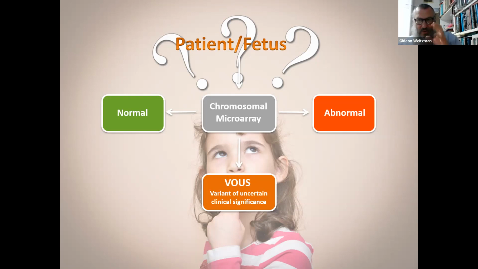What we get a lot is something they call a variant of uncertain clinical significance, or a VUS. It's uncertain significance. We have no idea what it is, and we're sitting there saying, okay, what does that mean? So it's a VUS challenge. And this is the greatest problem today in genetics, and the greatest problem of doing amniocentesis today.